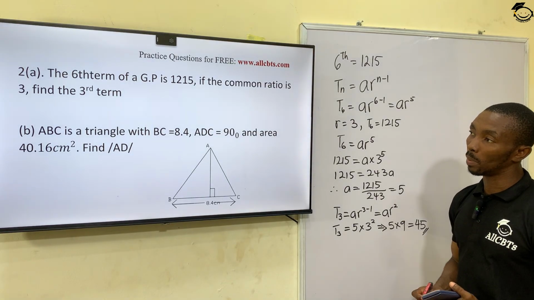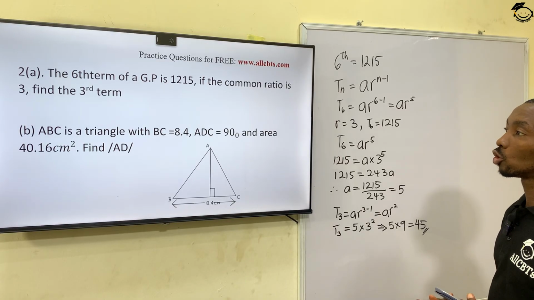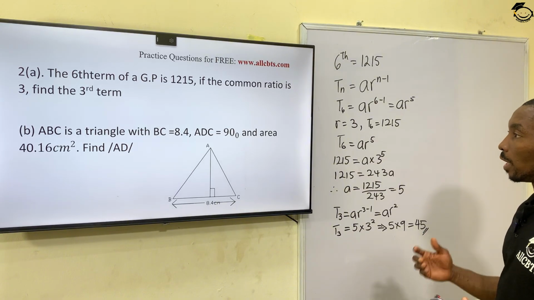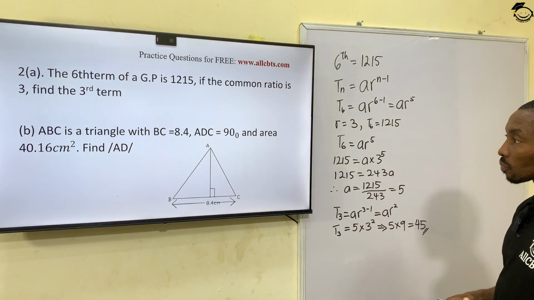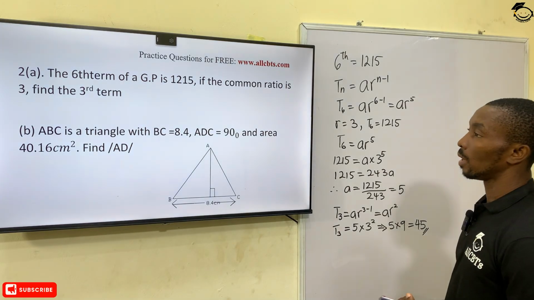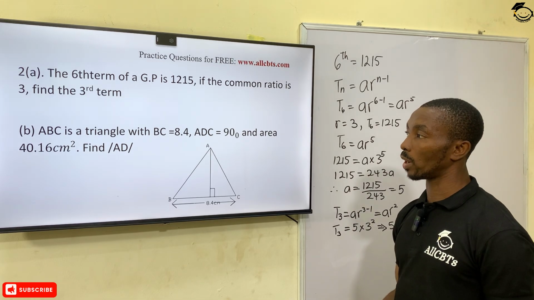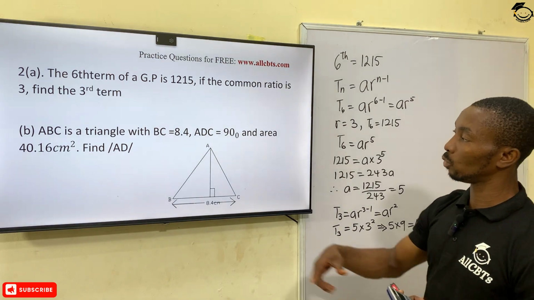Now, to the B aspect of it, it says ABC is a triangle with BC equals 8.4 centimeters and angle ADC is 90 degrees. The area of the triangle is 40.16 centimeters squared. Find AD. Find the length of AD.